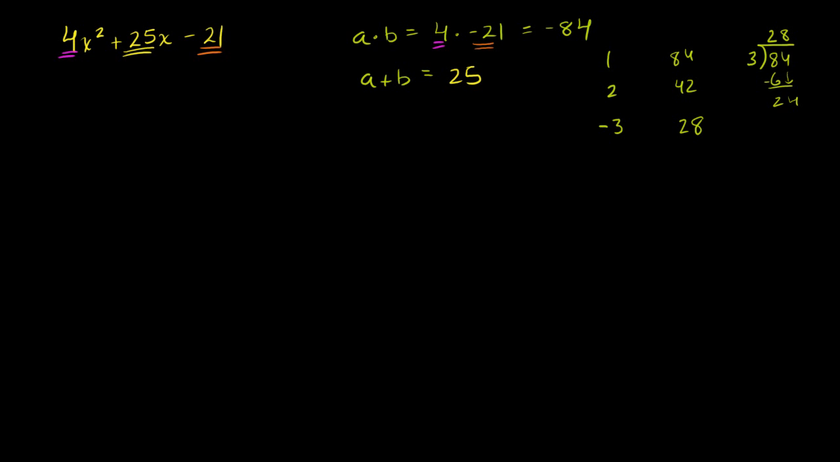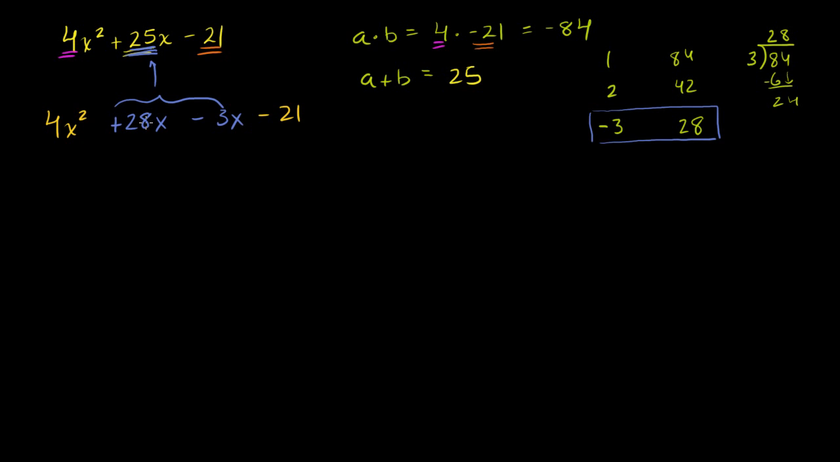Now, we found our two numbers, but it's not going to be quite as simple an operation as when the leading coefficient was a 1 or a negative 1. What we're going to do now is split up this term right here. We're going to split it up into positive 28x minus 3x. We're just going to split that term, and that term is the one right there. And of course, you have your minus 21 there, and you have your 4x squared over here.